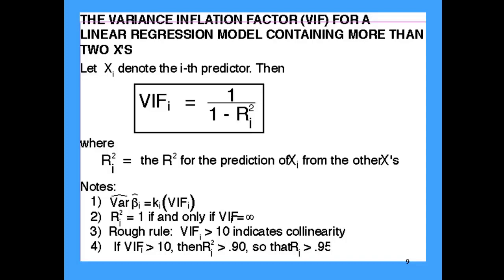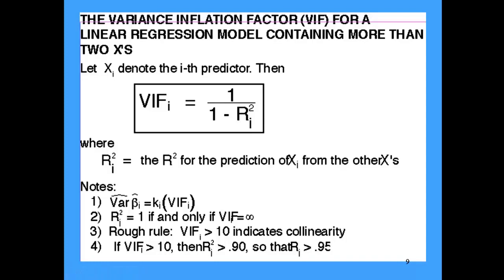Now, if it turns out you can predict X1 from doing a regression on all the other predictors, what's R1 square going to be? It's going to be close to 1, right?